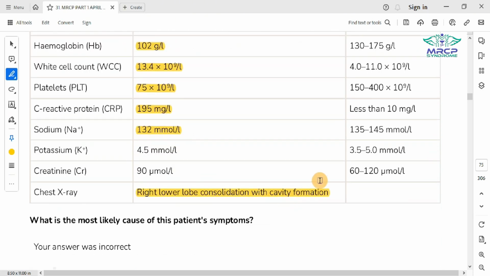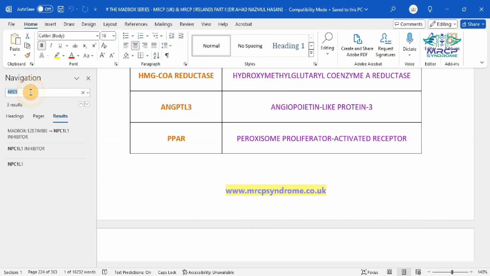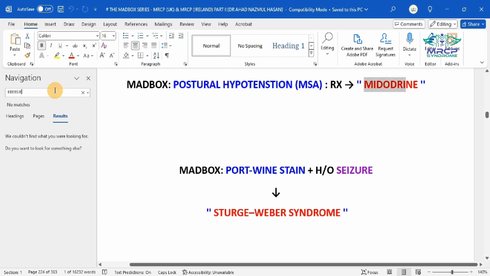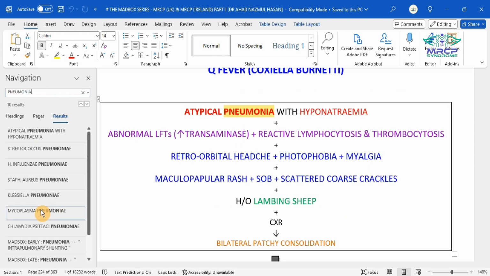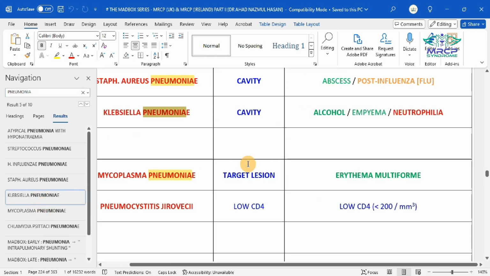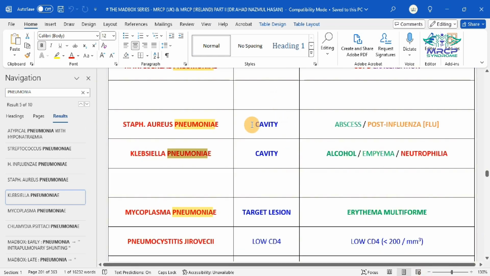Pneumonia plus cavitation. We have two differential diagnoses. One is Staph aureus, another one is Klebsiella. So how to differentiate? Okay, so with Klebsiella, there will be a history of alcoholism. Yes, there will be a history of alcoholism in a patient with Klebsiella pneumonia, and in case of Staph aureus, there will be a history of influenza. So both of them will come up with a cavitating lung lesion with features of pneumonia or pneumonic consolidation.